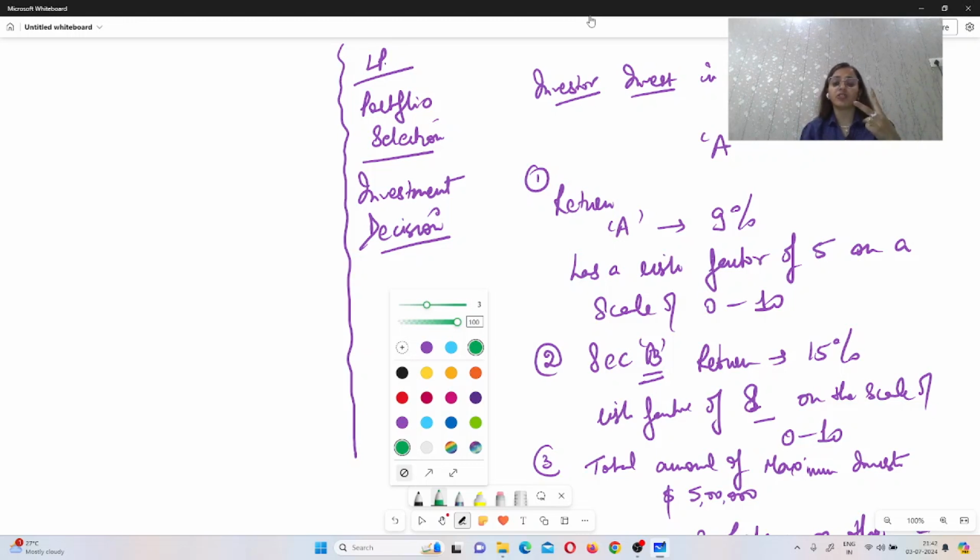The next constraint is related to the risk. We can take a maximum risk of 6. That is, for 5 lakh we can have a risk of 6, and it should not be more than 6. So 5 lakh into 6 will be 30 lakh. One more constraint is related to return, as we have been given the return of the securities. That is 9% in x1, right? And 15% in x2.